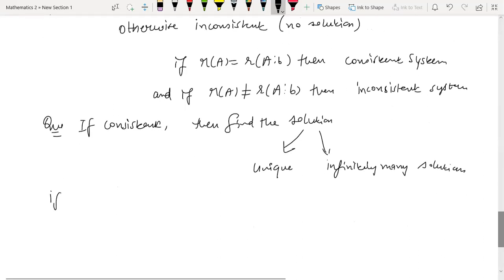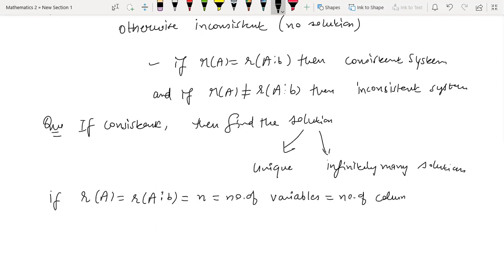right? If rank of A is same as rank of B, obviously that is the first condition, they should be same. Now we are saying they are same but equal to n. What is n? n is the number of variables, your unknowns x1, x2, xn, or you can also say it is nothing but the number of columns in the coefficient matrix A, right? So they are same, but what is the value?